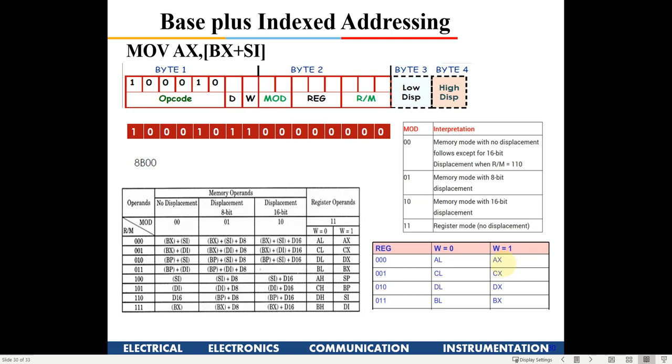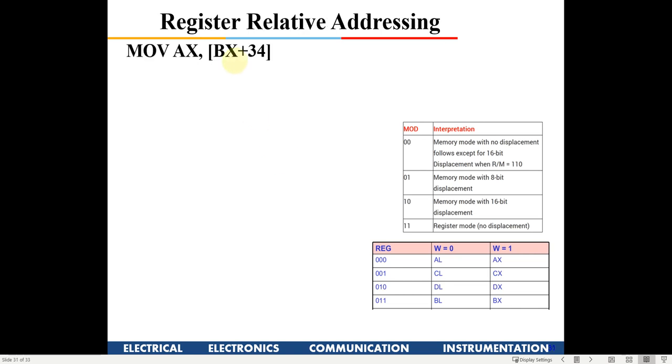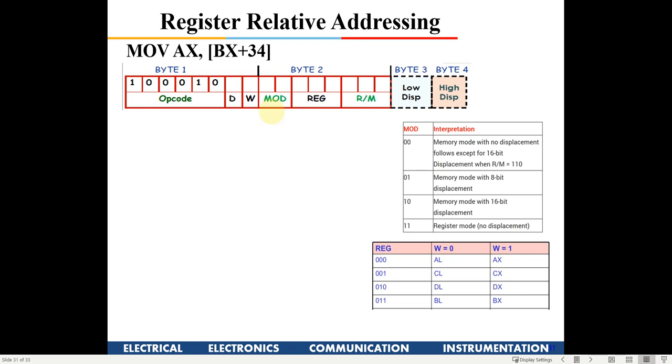AX stands for 0 0 0 0, and then from this mod 0 0 table, BX plus SI is 0 0 0, so we write 0 0 0 here. So this is how this is done. Now if you take one more example, where I am writing BX plus 34, that means there is a displacement here.